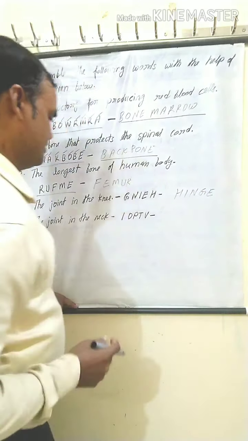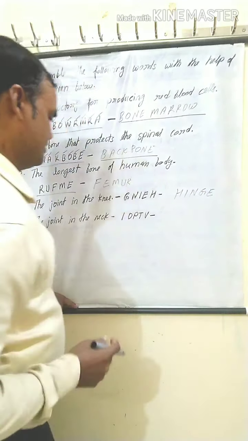I repeat again. Body's factory for producing red blood cells: bone marrow. The bone that protects the spinal cord: backbone. The longest bone of the human body: femur. The joint in the knee: hinge. And last, the joint in the neck: pivot joint.